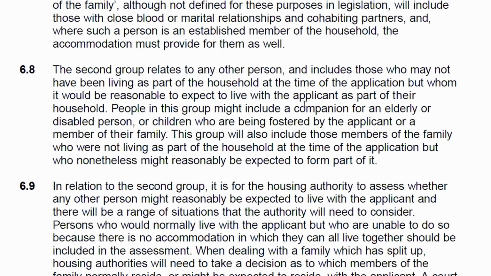6.8. The second group relates to any other person and includes those who may not have been living as part of the household at the time of the application, but whom it would be reasonable to expect to live with the applicant as part of their household. People in this group might include a companion for an elderly or disabled person, or children who are being fostered by the applicant or a member of their family. This group will also include those members of the family who were not living as part of the household at the time of the application, but who nonetheless might reasonably be expected to form part of it.